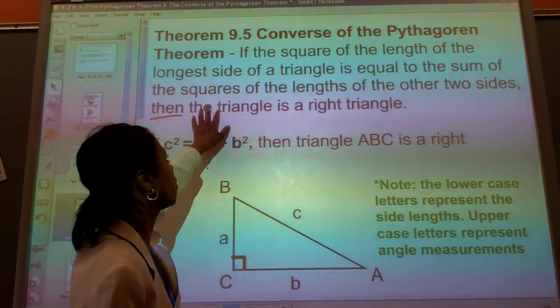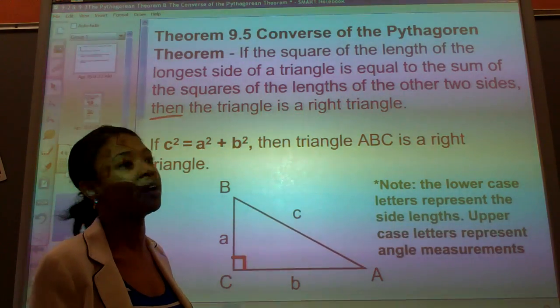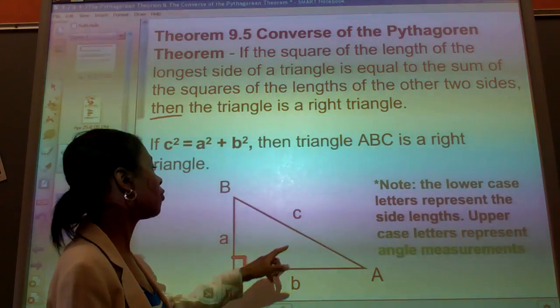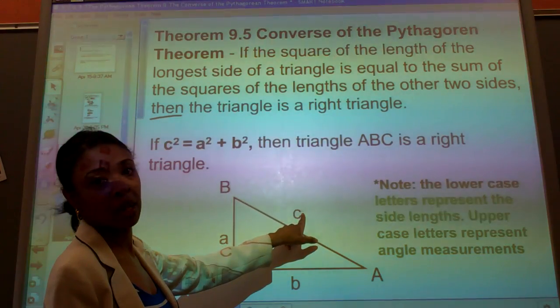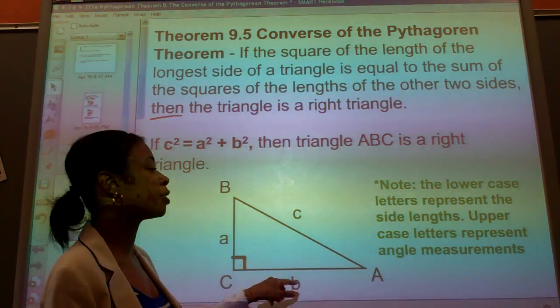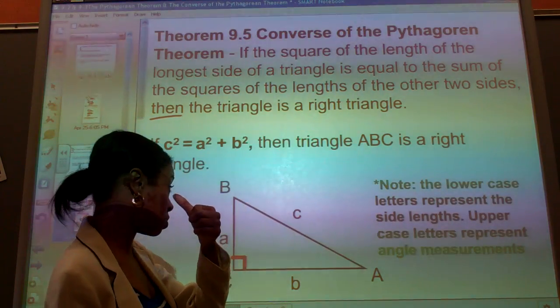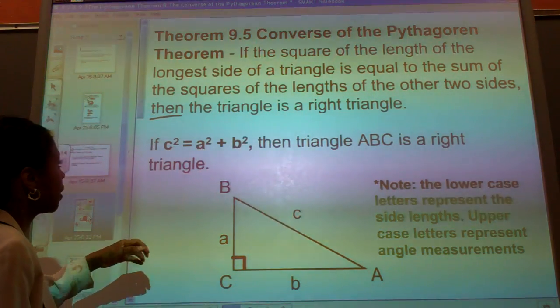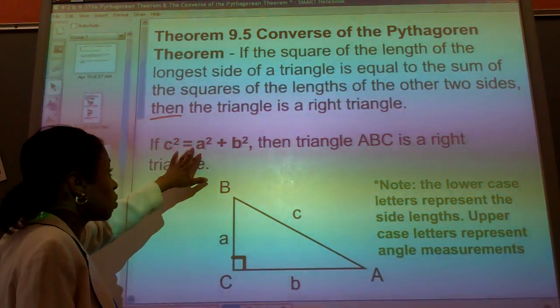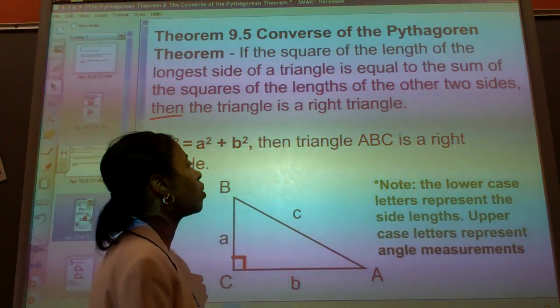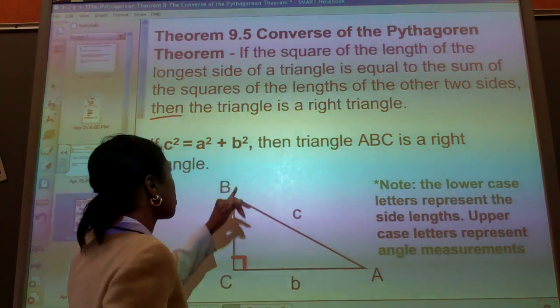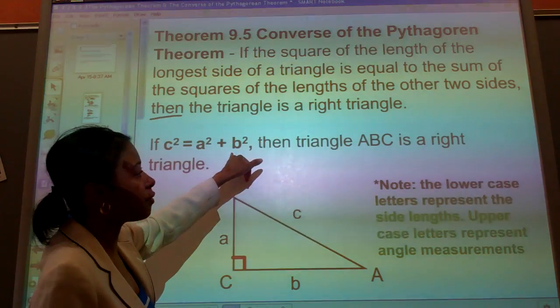So in this one, if we square C and it's equal to A squared plus B squared, then we automatically know this is going to be a right triangle. And so if C squared is equal to A squared plus B squared, then triangle ABC is a right triangle. So here's the statement that we make in the converse.